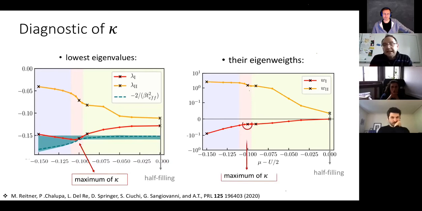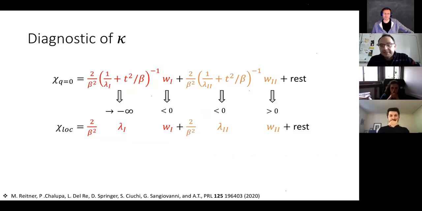At the same time, for the parameter which corresponded to the maximum of the isothermal compressibility, this time the weight was also negative. So it was no longer killed by the symmetry. Therefore, if we put the ingredients together, we have a contribution which is negative and even diverging coming from the eigenvalue, and a contribution which is negative coming from the weight. And altogether, this creates a very strong enhancement of the uniform charge response.